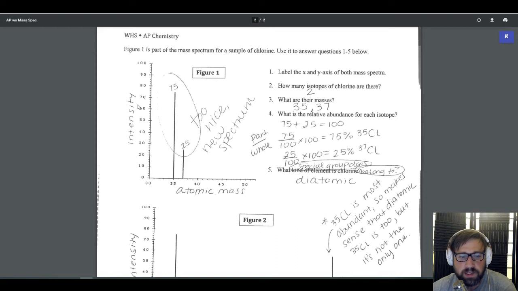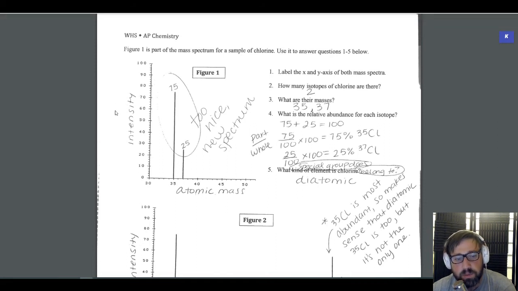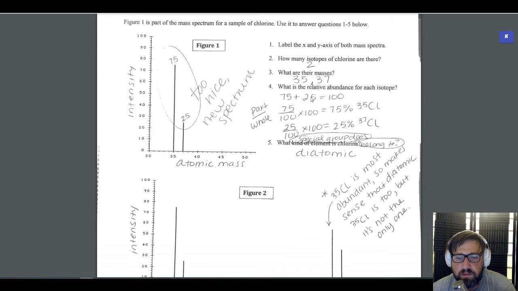Label the X and Y axes. So this is intensity, or you can say abundance, which is the term that I've used, for this axis. And then here's the atomic mass. You can go through and label these guys. It's going to be 35, 36, 37 as their masses. And then you can figure out the relative abundance of each of these guys.